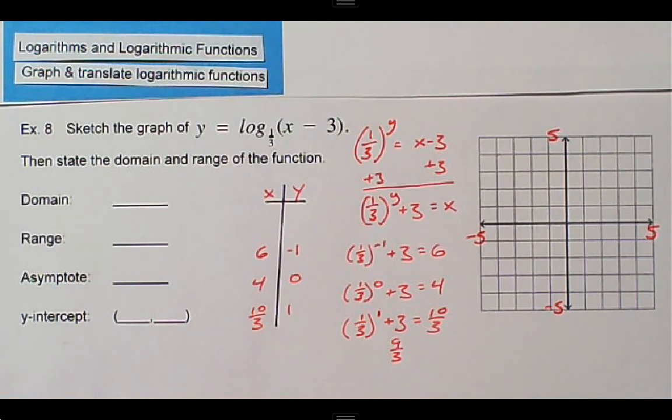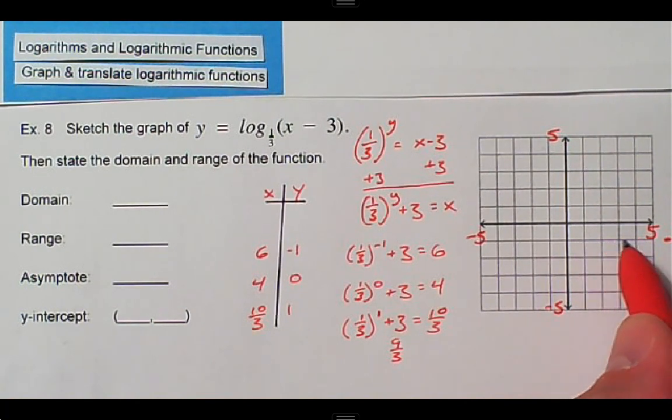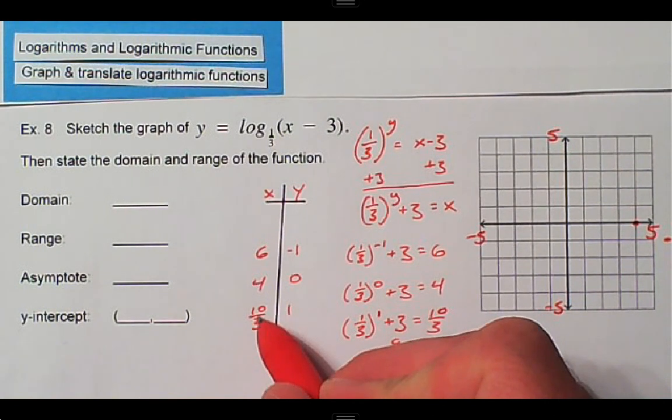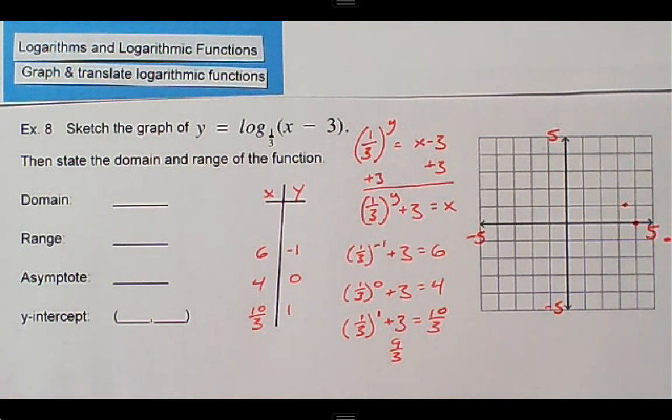So we can plot those points. So 6, -1, so a little bit past off our graph there, which is down here. 4, 0. So we go over 1, 2, 3, 4, 4, 0. And then we have 10/3, which is a little bit above 3. So 1, 2, 3, and a little more. 10/3, 1.